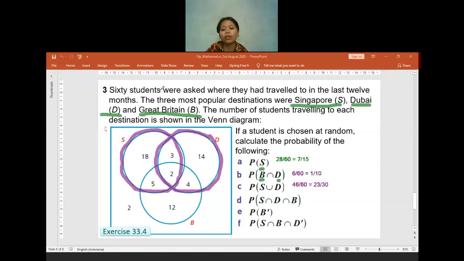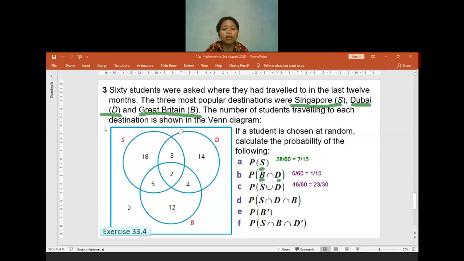Is there anyone who got confused, or did I talk too fast maybe? Is there anyone? No? Okay. If no one is confused, now for question D, the probability of S intersection D intersection B. So we have to find the intersection among S, D and B. What number will it be?